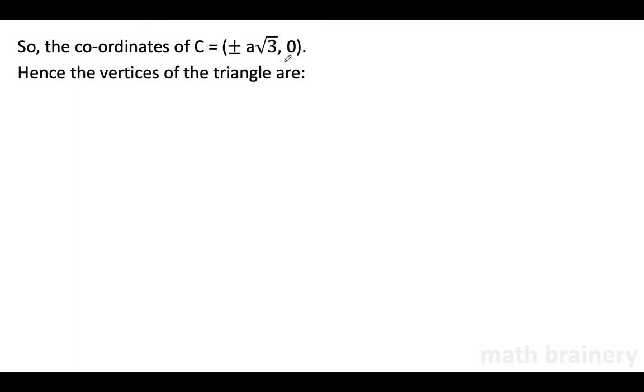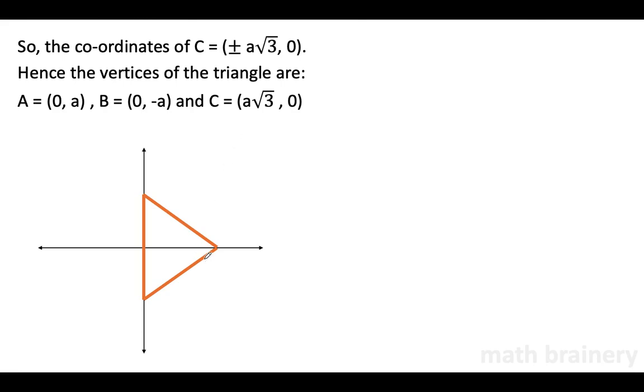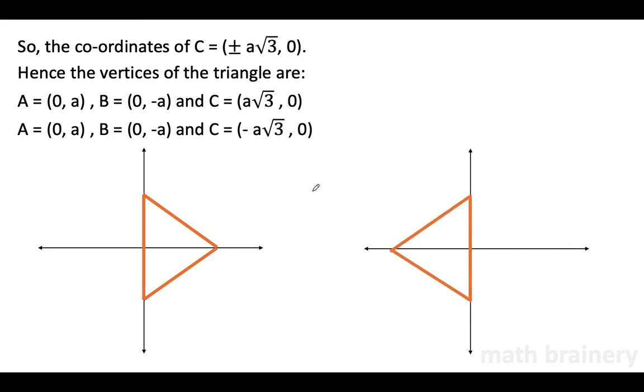So if vertices of the triangle, if A is equal to 0 comma a, B is 0 comma minus a and C is equal to a root 3 comma 0, then the triangle would look something like this, where the vertex is to the positive side of x-axis. Similarly, if the vertices are A is 0, a, B is 0 comma minus a and C is minus a root 3 comma 0, then the triangle would look something like this.